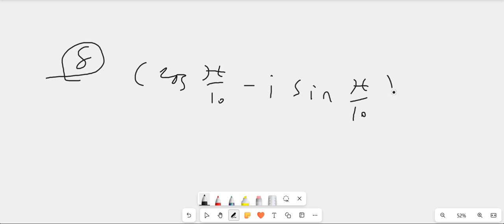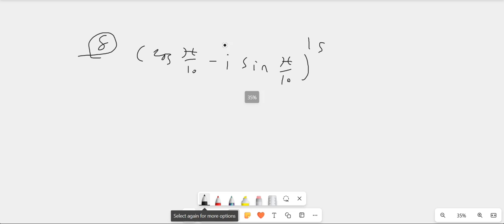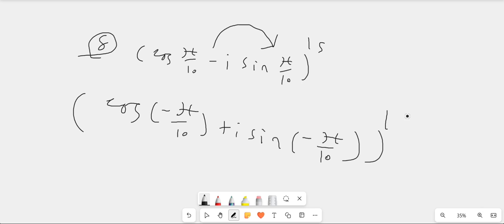F. Cos pi over 10 minus i sine pi over 10. What you can do with this one is bring the minus inside into the sine. If you've been looking at the previous exercises here, you know about that. So it becomes cos minus pi over 10 plus i sine minus pi over 10. And that's to the power of 15, so now just multiply the 15 inside.